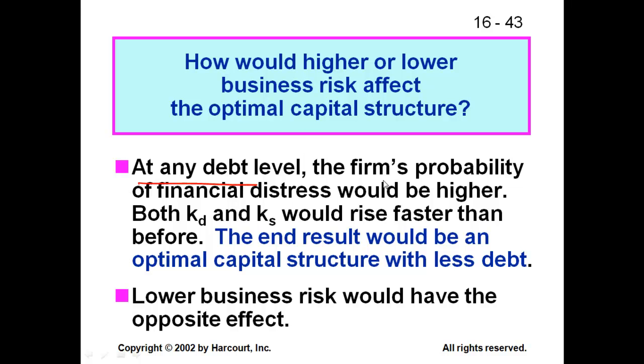At any debt level, the firm's probability of financial distress would be higher. Okay. So actually a better way of stating this would be, as a firm takes on more debt, the probability of financial distress becomes higher. Both cost of debt and cost of equity would rise faster than before. So the point is, as you are taking on more and more debt, the costs will start rising.